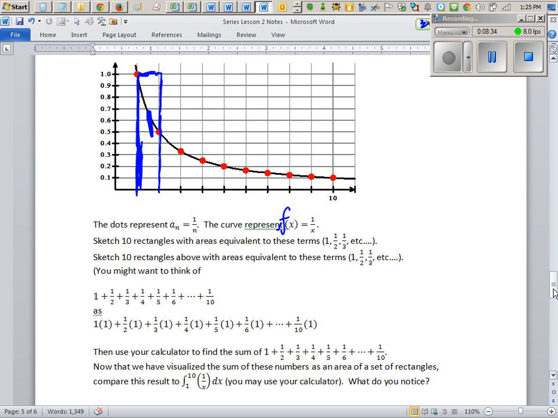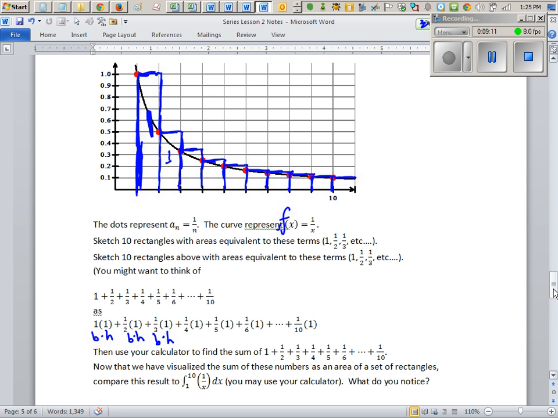So you're sketching 10 rectangles with areas equivalent to the terms 1, half, a third, which means you might want to think of 1 plus a half plus a third plus a fourth plus a fifth as 1 times 1, 1 half times 1, and so on. So think of this as base times height, base times height, base times height. Your rectangles literally are all right here, just a bunch of LRAM rectangles that start at n equals 1. There's a total of 10 of them.